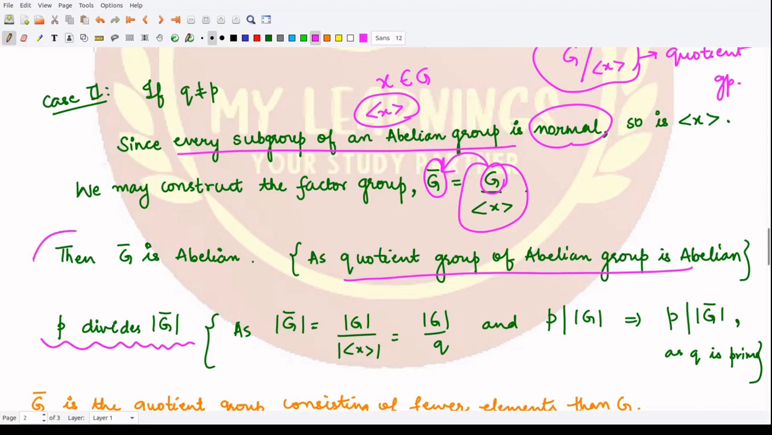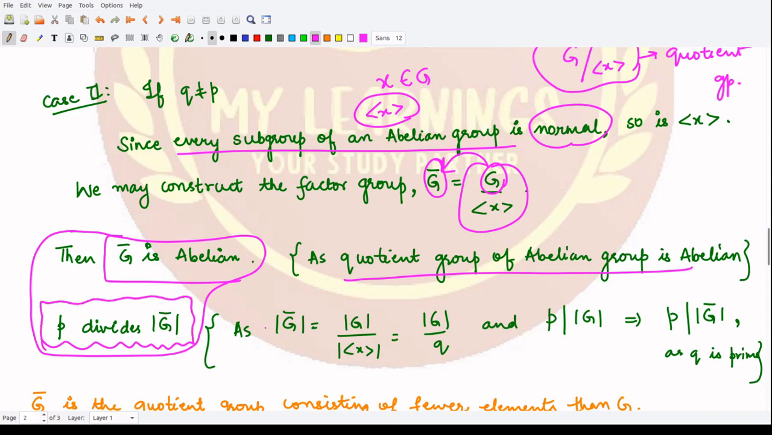Why are we highlighting these assumptions? Because these would be the assumptions of the hypothesis that we are going to use by way of induction, right? Now that is clear how G bar is abelian. Now we have to prove P divides the order of G bar. Let's see how. What is the order of G bar? It is the order of G divided by the order of the subgroup generated by x, and this order is Q, right?